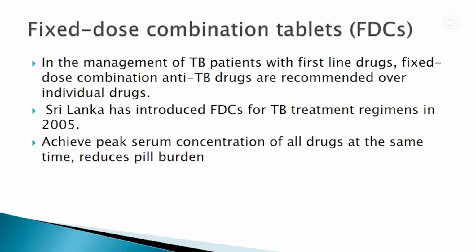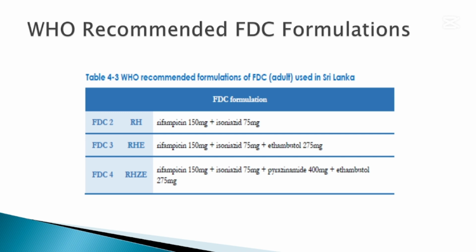So as I said, to achieve peak serum concentrations of all the drugs at the same time, the WHO has introduced a practical way of giving the medicines with fixed dose combinations, we call FDCs. Since 2005 in Sri Lanka we have FDCs. Hope you can read this. These are the available fixed drug combinations we have in Sri Lanka. FDC2 we have R and H, FDC3 RHE, FDC4 all 4 drugs.